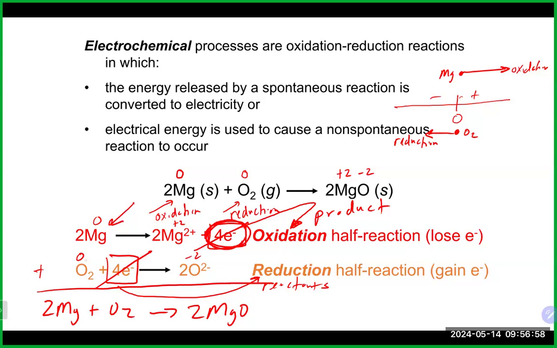Just like here, there are 2 oxygens, and each oxygen will then gain a couple of electrons each, and that's why we have those 4 electrons being transferred. Any questions on that there?